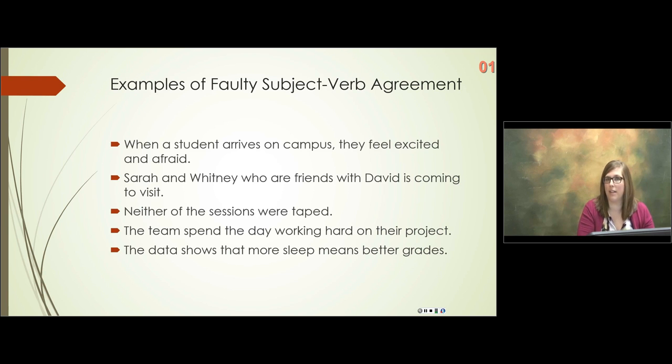When a student arrives on campus, they feel excited and afraid. Sarah and Whitney are friends with who are friends with David is coming to visit. Neither of the sessions were taped. The team spent the day working hard on their project. The data shows that more sleep means better grades.